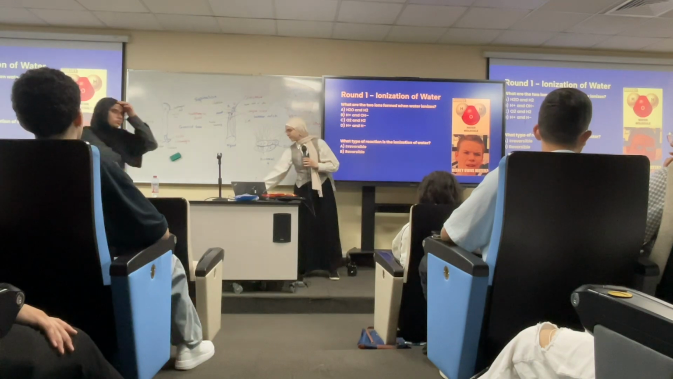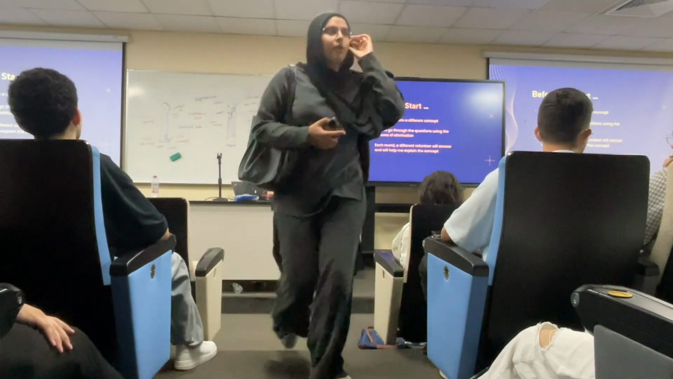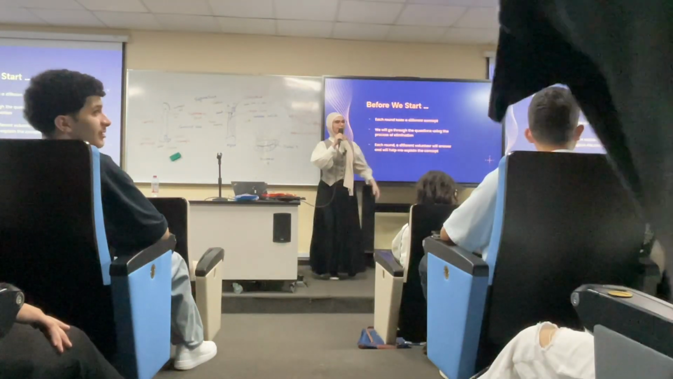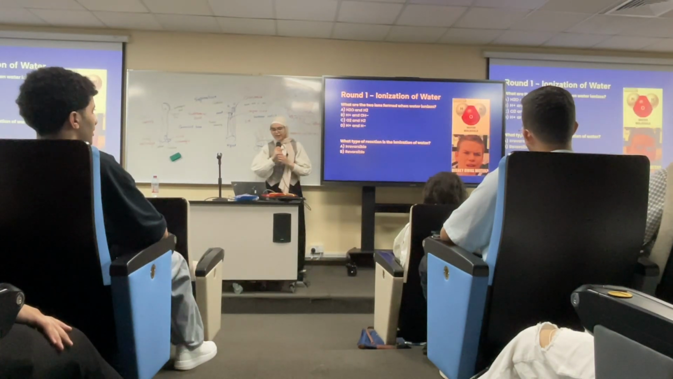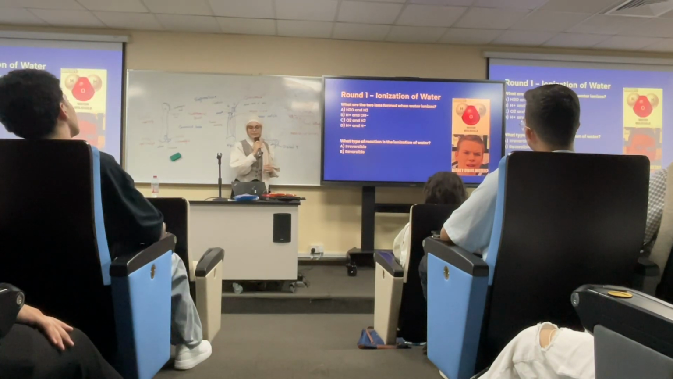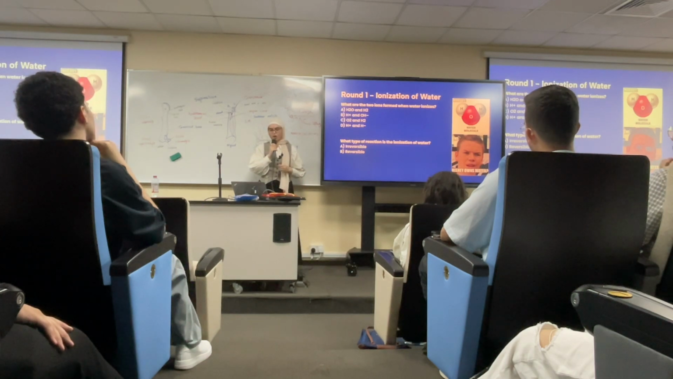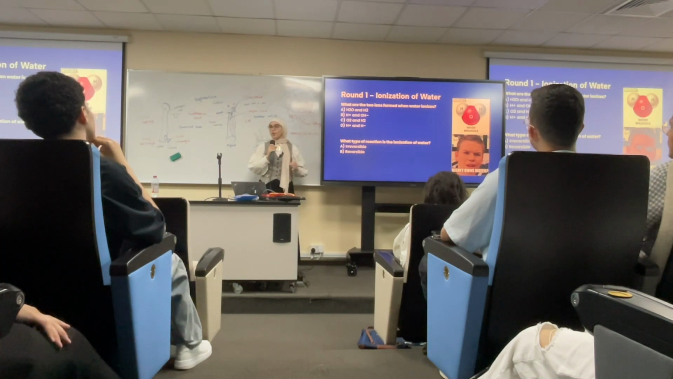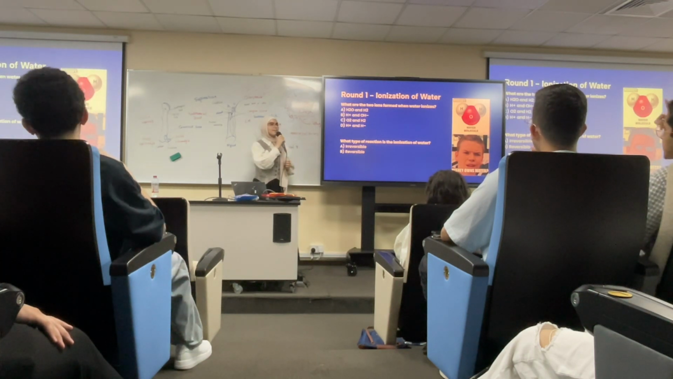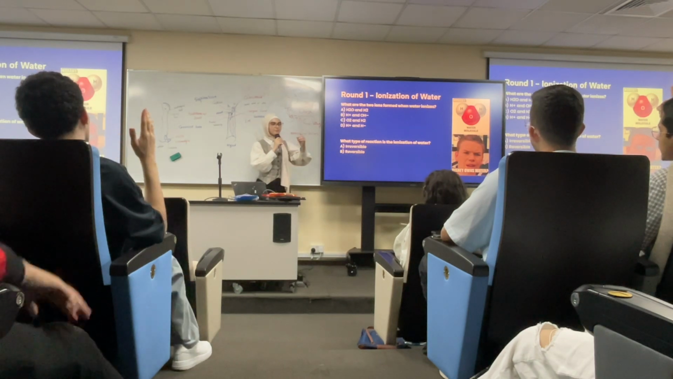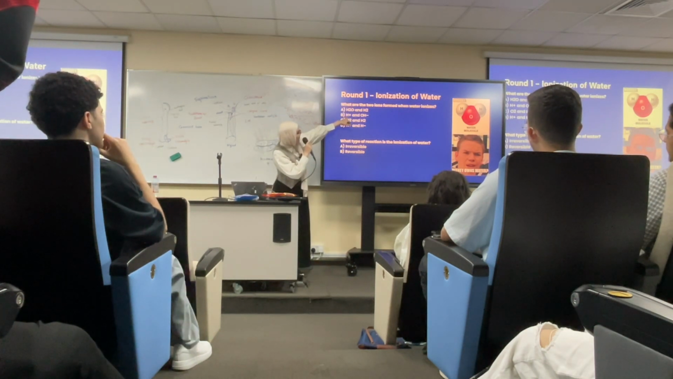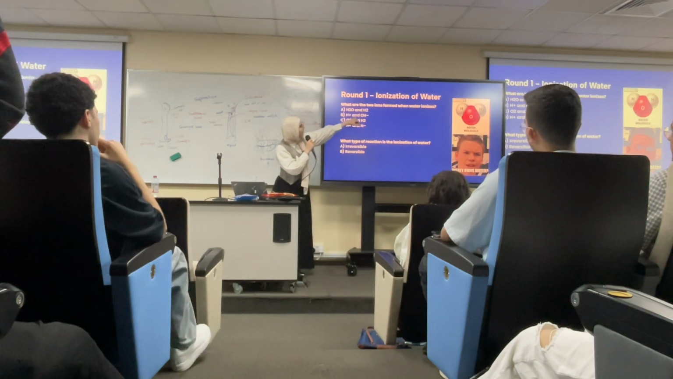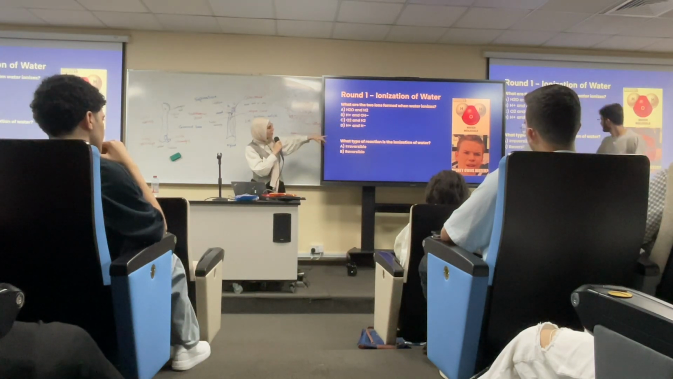Round one, can I have a volunteer? Who can volunteer? Come. Okay, quickly. So here is round one. The concept that we're testing is the ionization of water. What are the two ions formed when water ionizes? Okay, who can tell me? B, hydrogen ion and hydroxide ion. Okay, so these are the two ions that are going to be formed.